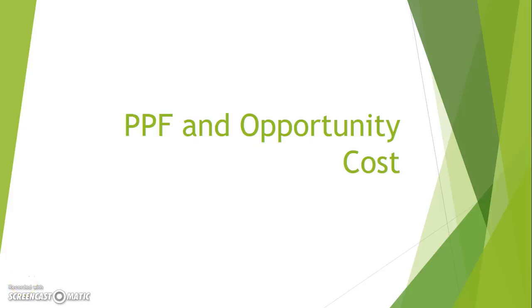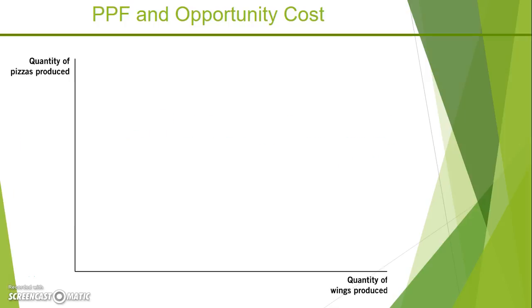Let's talk about the production possibilities frontier and what it can tell us about a society, in particular opportunity cost. Let's consider a society in which only two goods are produced, pizza and wings.